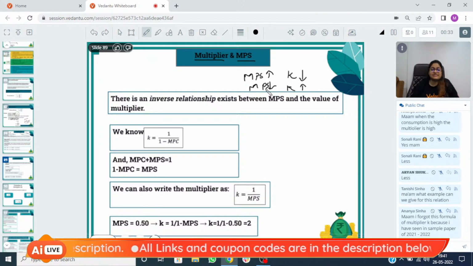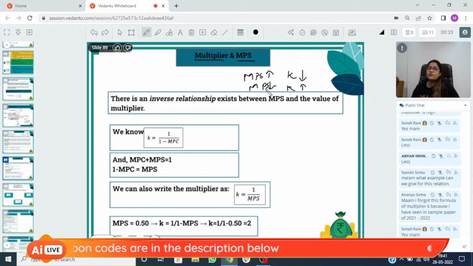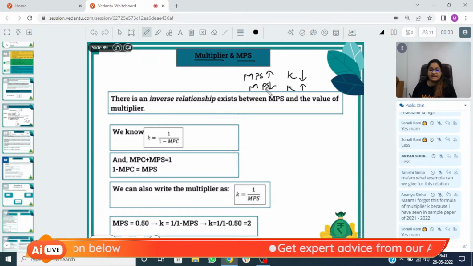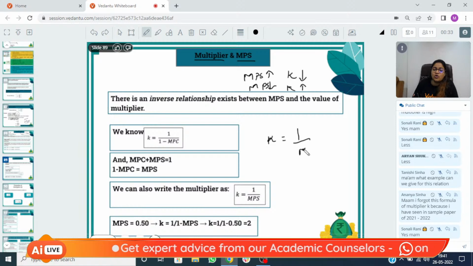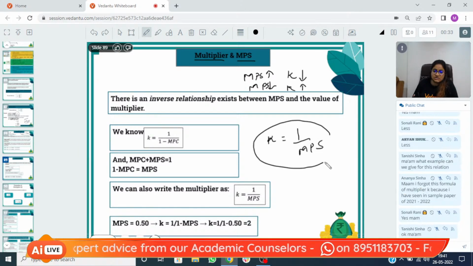There is no example as such. You can just take a random example. When MPC is 0.7, MPS is 0.3. You can find out the value of multiplier. Correct? So the formula using MPS is K is equal to 1 upon MPS.